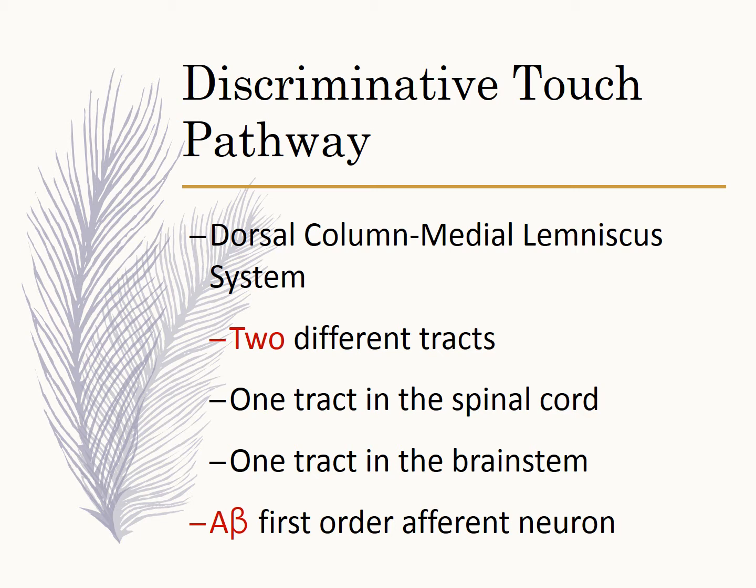Also, unlike pain and temperature, that uses an A delta or C neuron for its first order afferent, the discriminative touch pathway uses a larger and more heavily myelinated neuron, an A beta first order afferent.